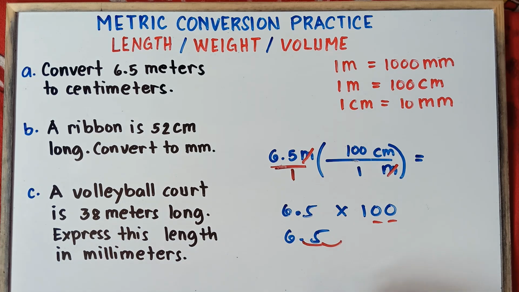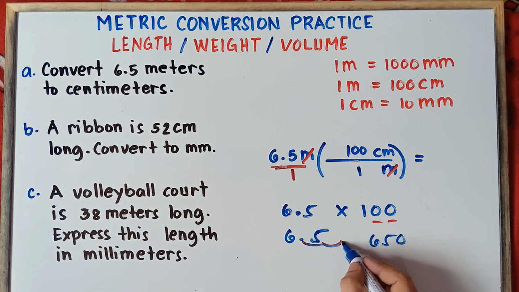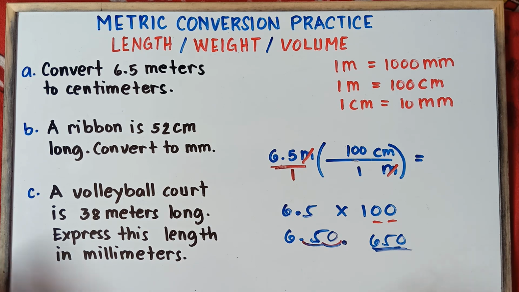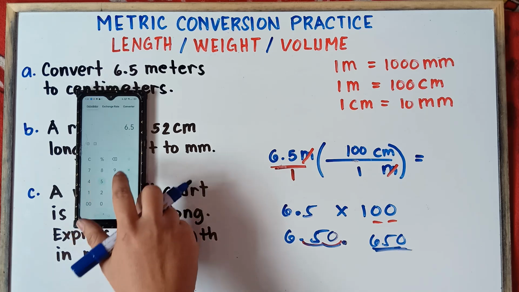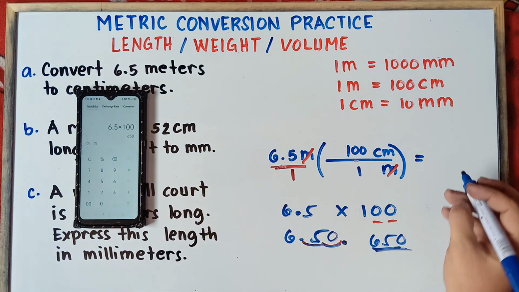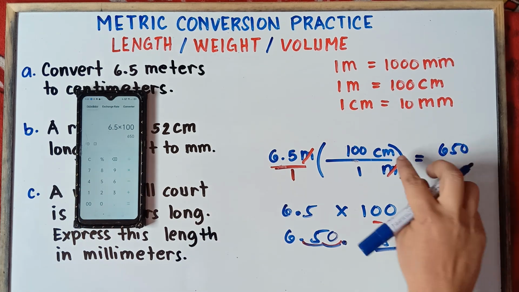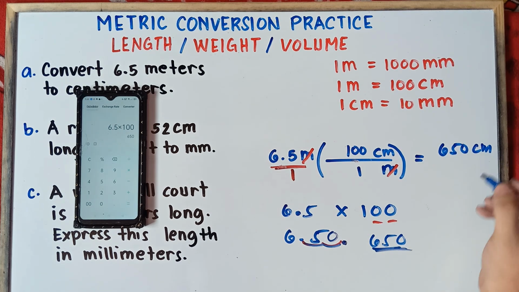Therefore, class, the answer is 650. The decimal point will be here, so you need to add 1 zero. So the answer is 650. But if you're confused, go ahead and simply multiply 6.5 times 100. The answer is 650. Do not forget the units, centimeters.